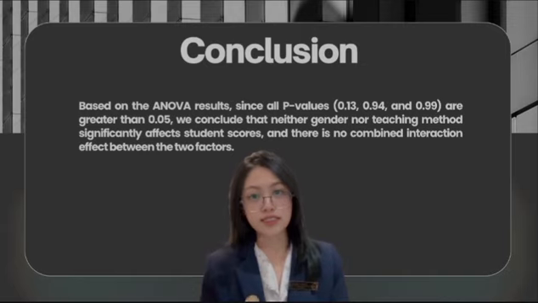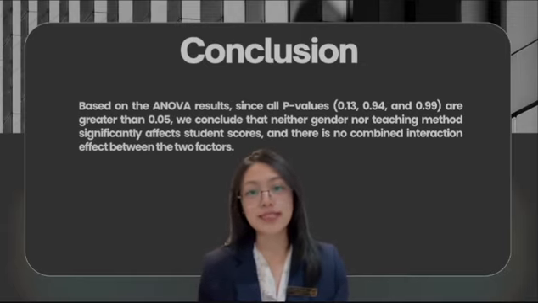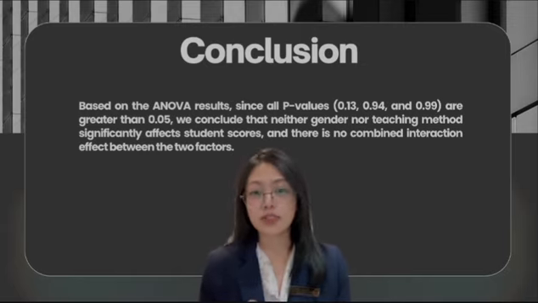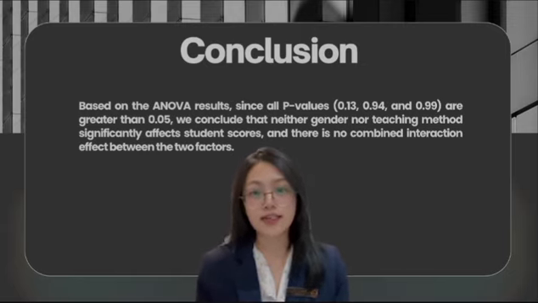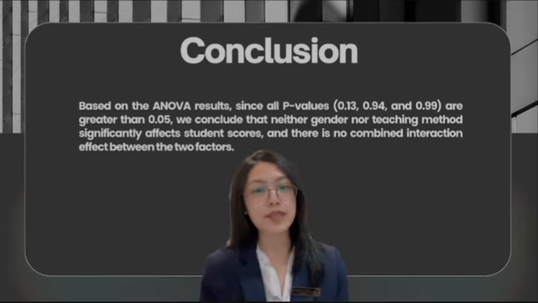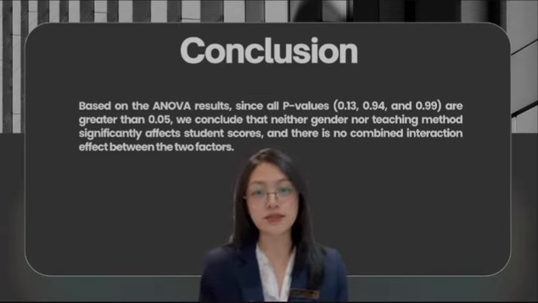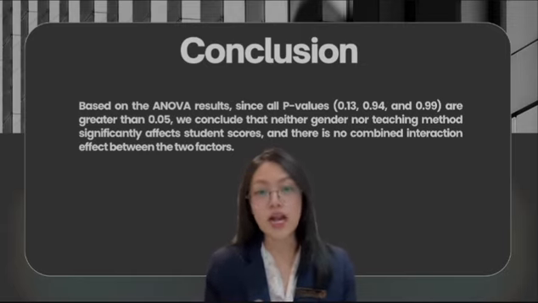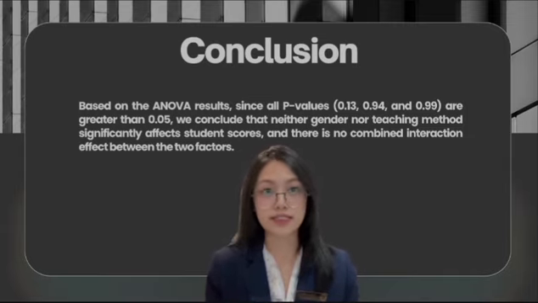For our conclusion, based on the ANOVA output, all p-values are greater than 0.05. This indicates that neither gender nor teaching method significantly influences exam scores. There is also no interaction effect, meaning that teaching method performs similarly across genders. Hence, we conclude that the observed differences are likely caused by random variation, not by the factors tested.